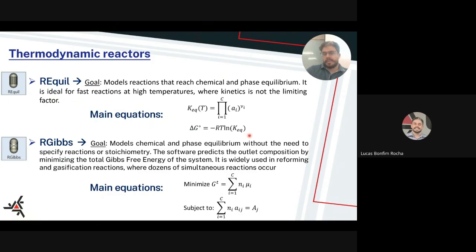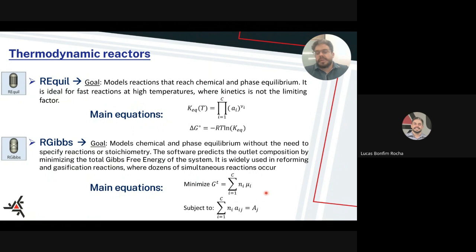for that system, right? And in the R-Gibbs model, we don't need to specify the reactions in stoichiometry. In the first one we need to specify, and you work only with the reactions that we specified, calculating the constant of equilibrium for each one of them. And in this other model, we can specify just the compounds that are present in our system, and based on the compounds and the possible compositions at that temperature and pressure, for example, the software predicts the outlet composition by minimizing the total Gibbs free energy of the system.